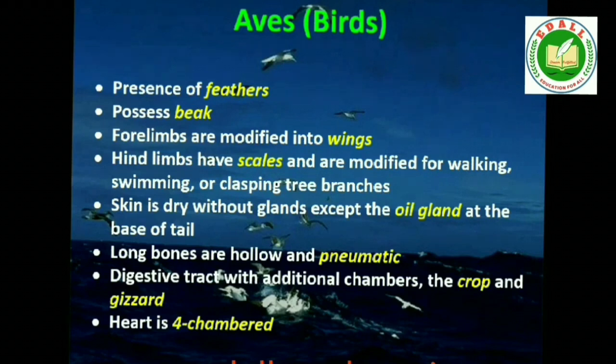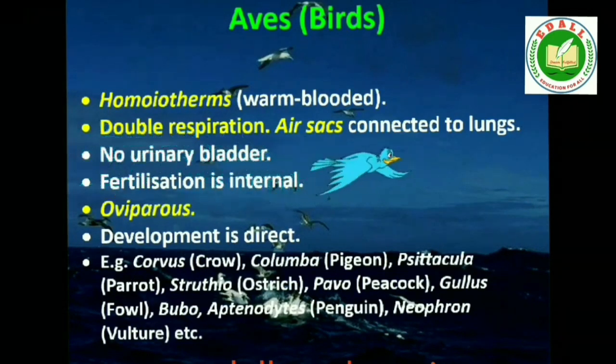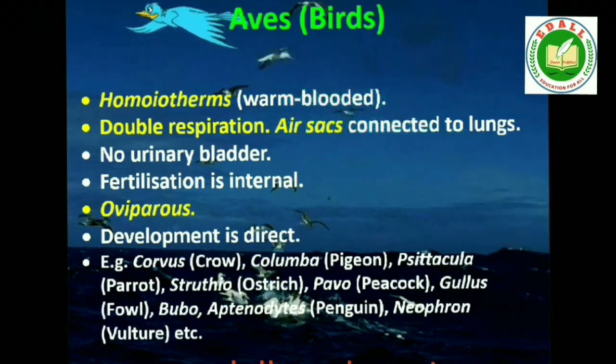The digestive tract of birds has additional chambers, the crop and gizzard. Heart is completely four-chambered. They are warm-blooded, homoeothermous animals, that is, they are able to maintain a constant body temperature. Respiration is by lungs. Air sacs connected to lungs supplement respiration. Sexes are separate. Fertilization is internal. They are oviparous and development is direct. Examples: Corvus, crow; Columba, pigeon; Psittacula, parrot; Struthio, ostrich; Pavo, peacock; Aptenodytes, penguin; Neophron, vulture.